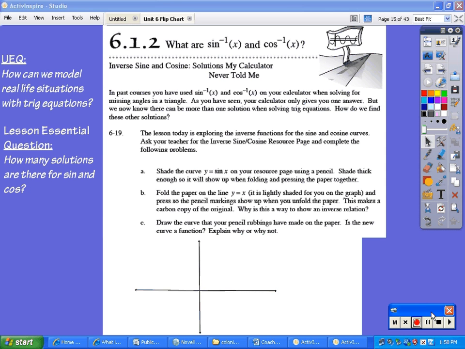Lesson 6.1.2, inverse sine and inverse cosine. Solutions my calculator never told me. Today's lesson we're going to explore a little bit more about the inverse functions for sine and cosine.